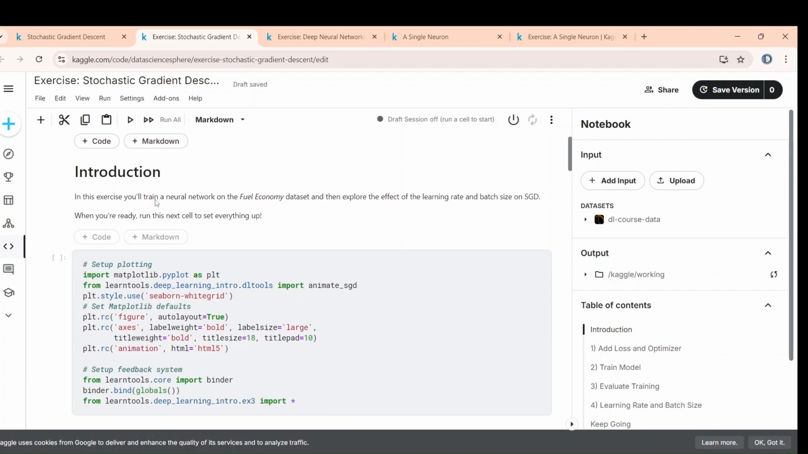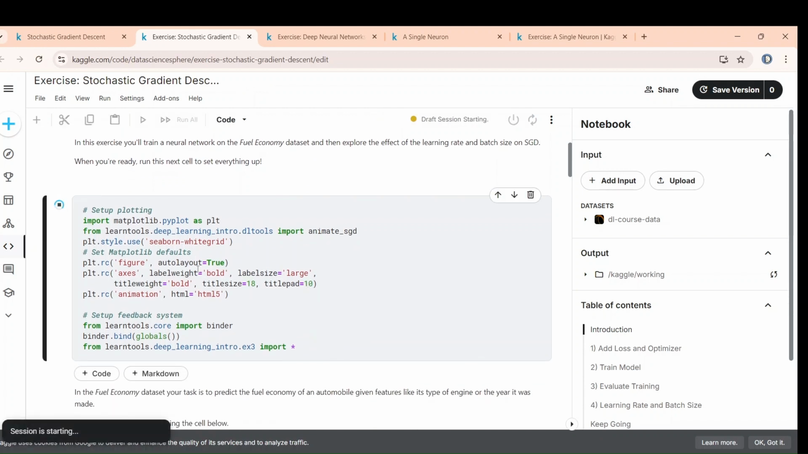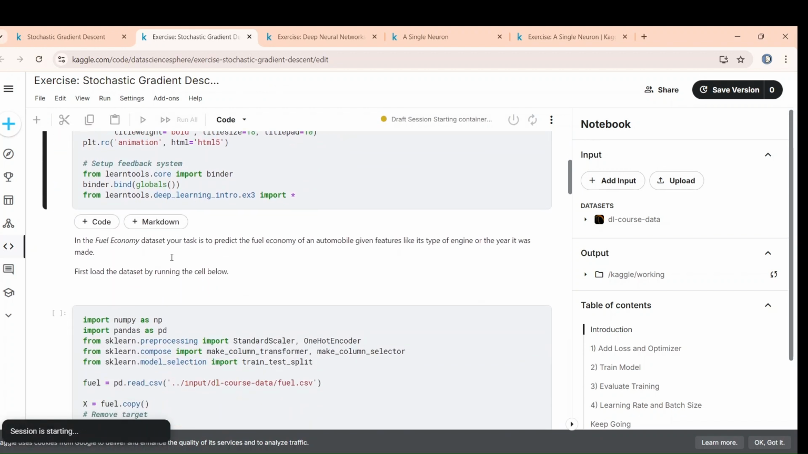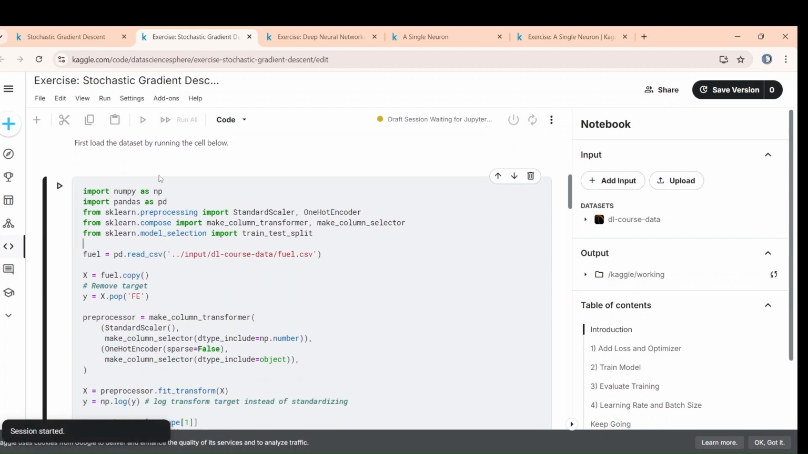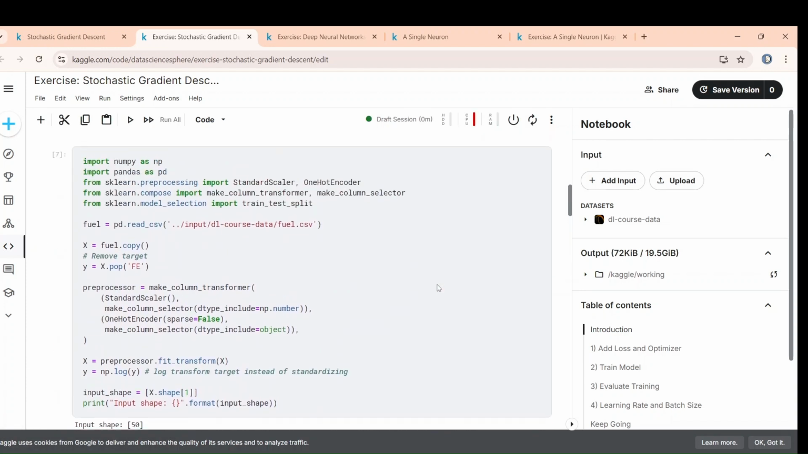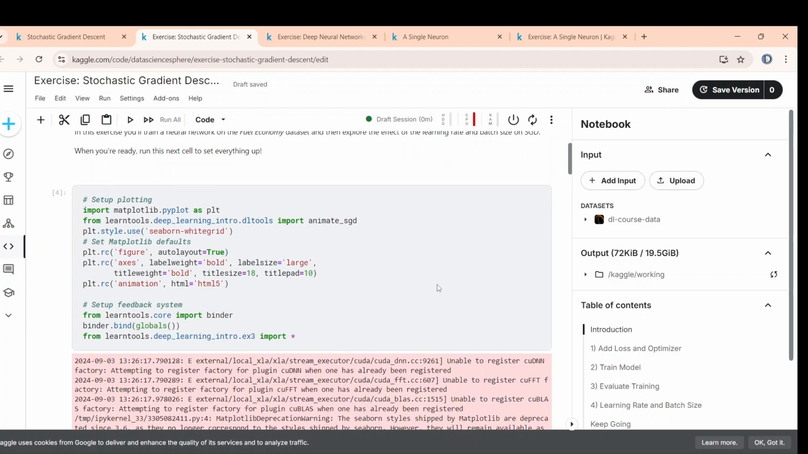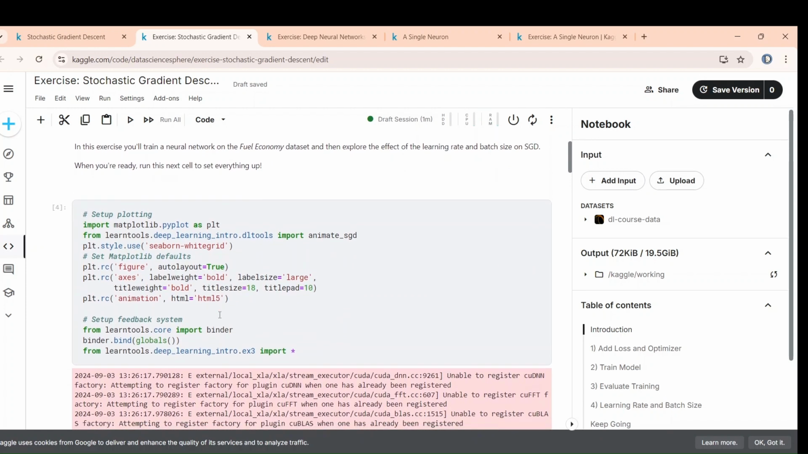In this exercise, you will train a neural network on the fuel economy dataset and then explore the effect of the learning rate and batch size. Let me run this first because this is setting up the plot. It is important. Here we have downloaded all the necessary libraries. This is the dataset, and it is the fuel economy dataset.